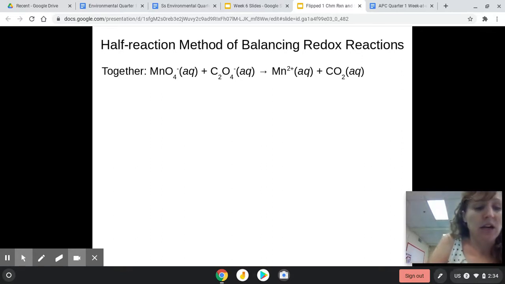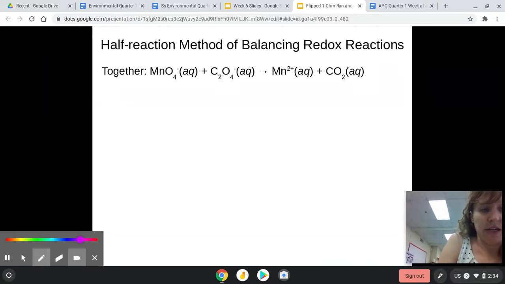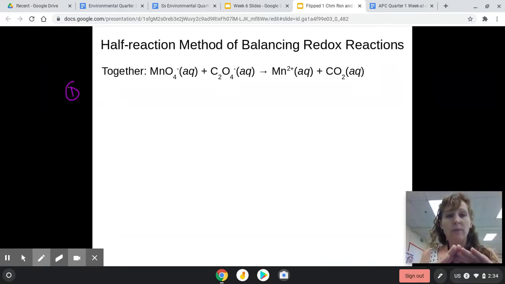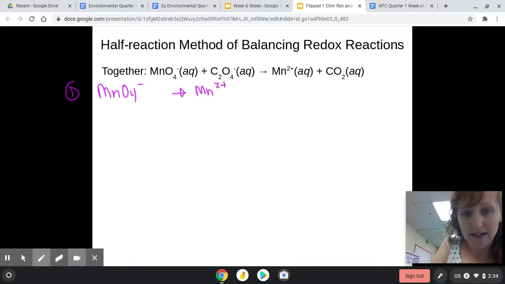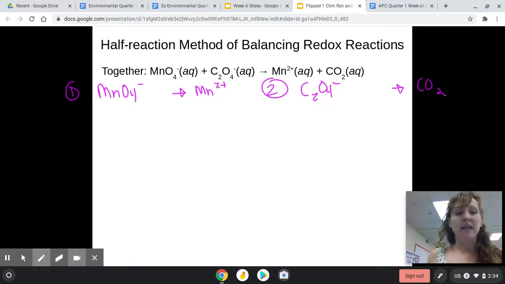In order to make sure all of these things end up being balanced, we're going to go through the half reaction method. The first step in the half reaction method is to separate your half reactions. So you're going to take everything that's manganate related and separate it onto one side, everything that's carbon related and separate it into another side. So MnO4-, Mn2+ is going to be on this side. And then on the other side, I'm going to have C2O4 and CO2.